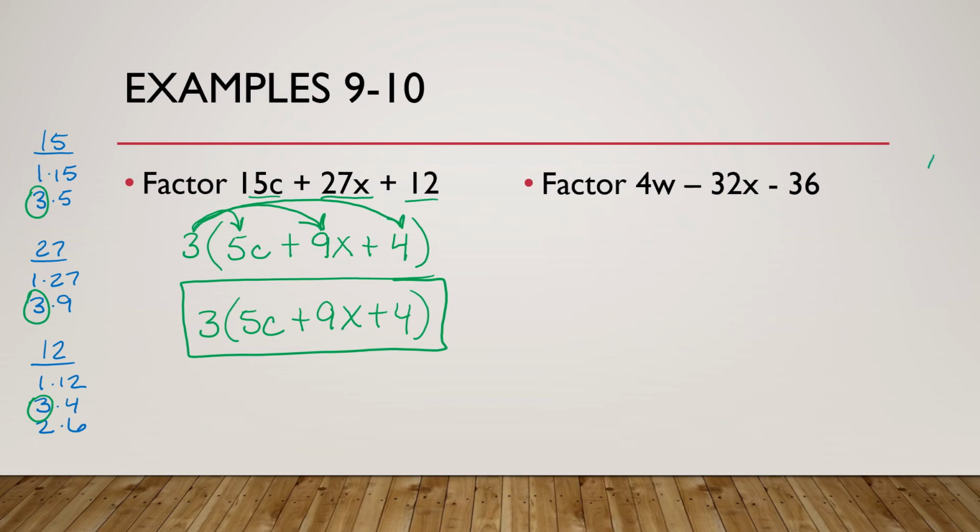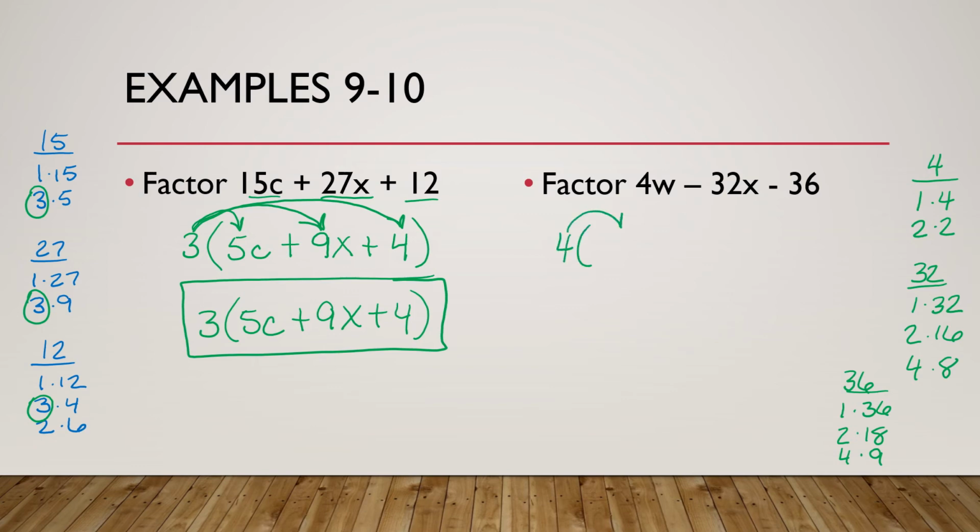Okay, our factors of 4 would be 1 and 4, and 2 times 2. 32 would be 1 times 32, 2 times 16, 4 times 8, and our factors of 36 would be 1 times 36, 2 times 18, and 4 times 9. So we're looking for the greatest one again, which appears to be 4 this time.